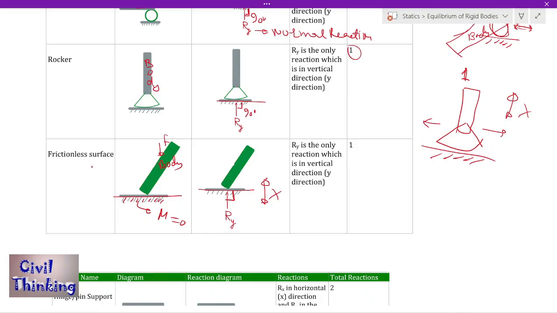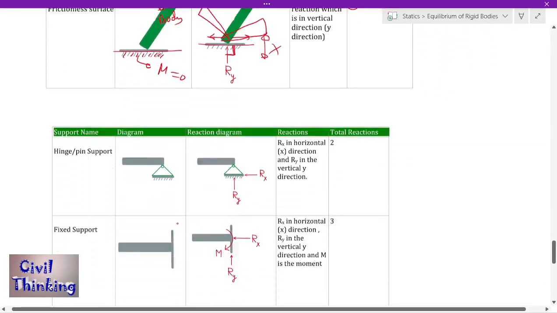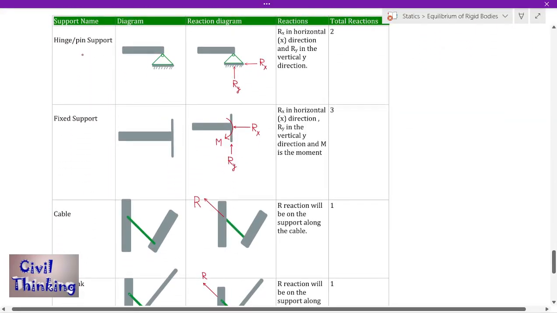Now because it is frictionless, you can move it here or you can move it here, because there is no friction which will stop it. You can also rotate it like this or like this. So only one motion is restrained, so only one reaction, and that is also perpendicular to the surface. Then we have hinge or pin.